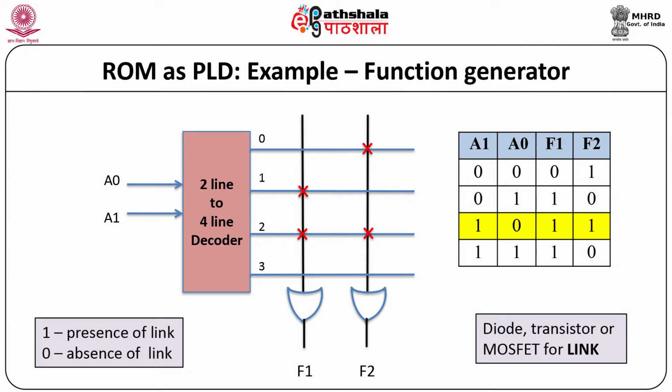For address 10, the contents of memory are 11. Hence, the cross links are shown for both F2 and F1. For address 11, the contents of memory are 10. Hence, the link is shown for F1.